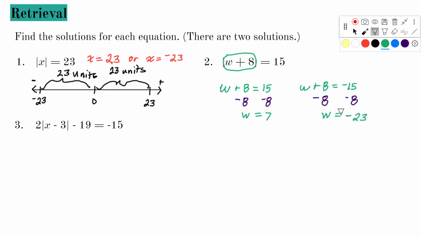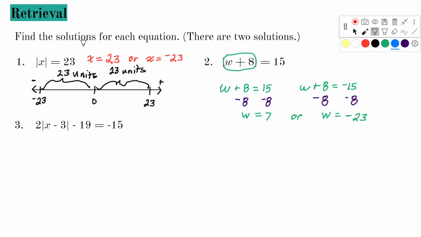So it's not that the solutions are necessarily opposite. That only happens if our expression inside the absolute value is just the variable. But when we're doing something to the variable, we have to set up two equations that are set equal to opposite values. So our solutions here are w equals 7 or w equals negative 23.